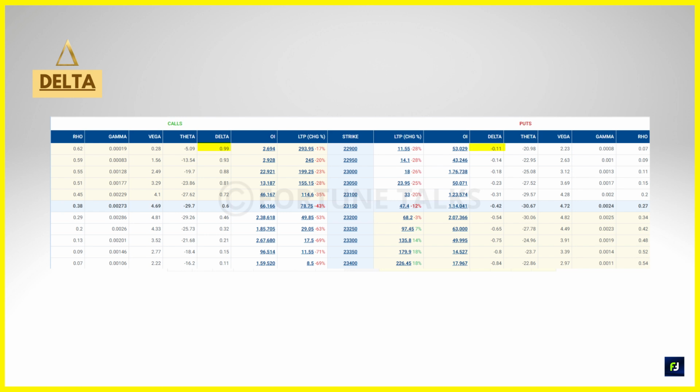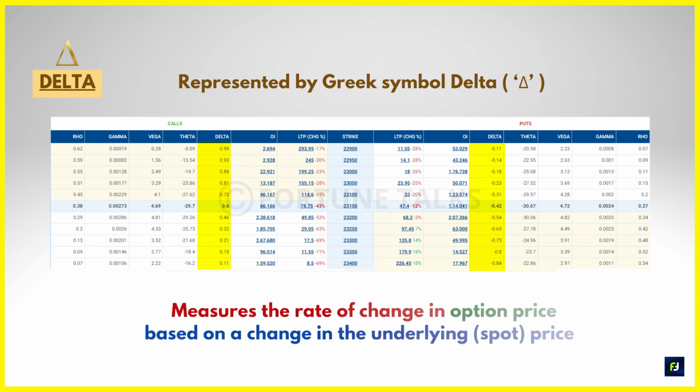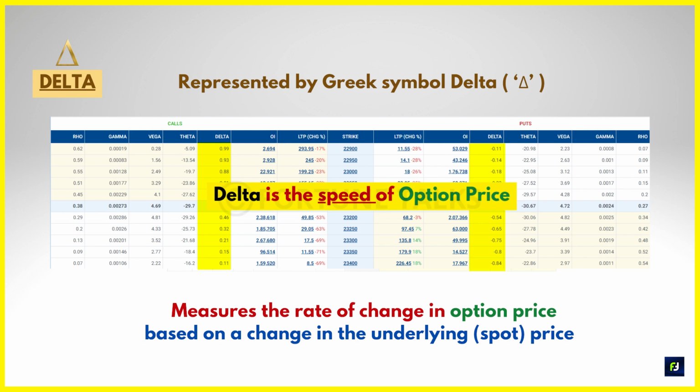Anyways, let's start with delta. The term delta comes from the Greek symbol delta. Delta measures the rate of change in an option price based on a 1 point change in the price of the underlying. So, to put it simply, delta measures the speed at which the price of an option changes for a change in the underlying price.